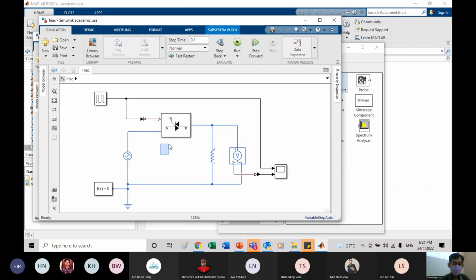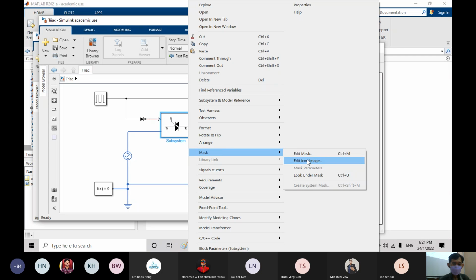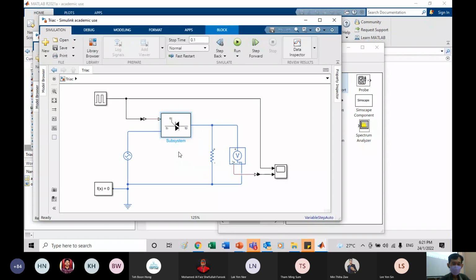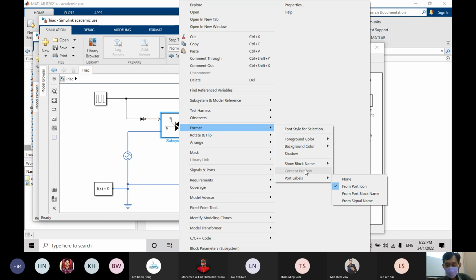There is a way, I also forgot already how to unblock it. Look under the mask. Okay, this is one. Look under. There's a way to. Where is it already? Anyone know? Unblock. Where is the unblock? Arrange. No. It's not mask. Show block port name. Sorry, I can't recall it.